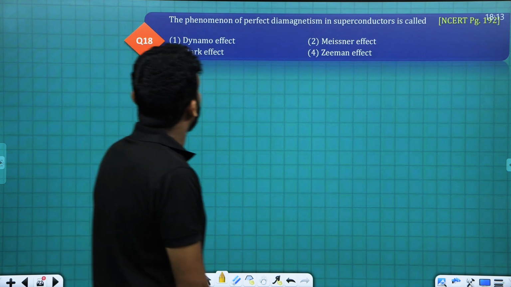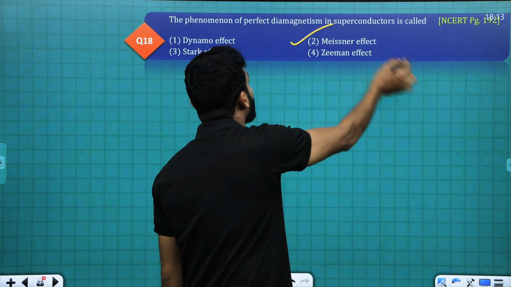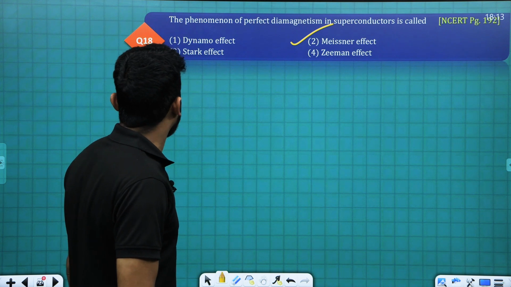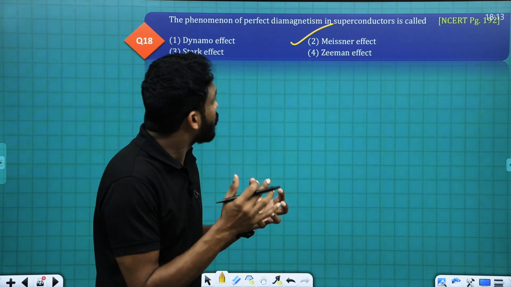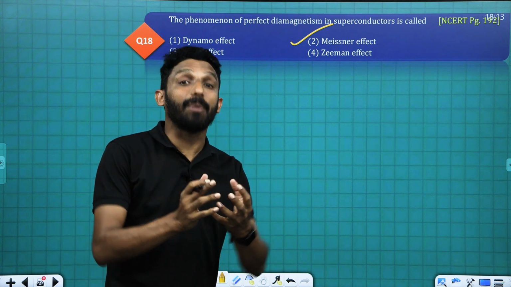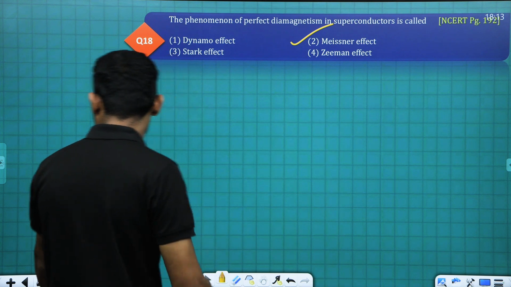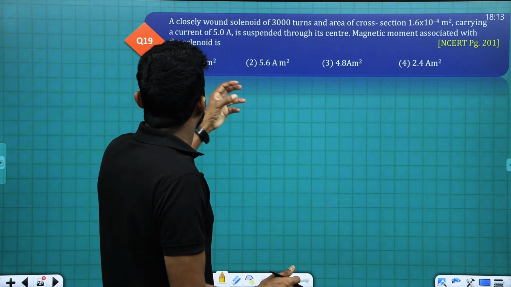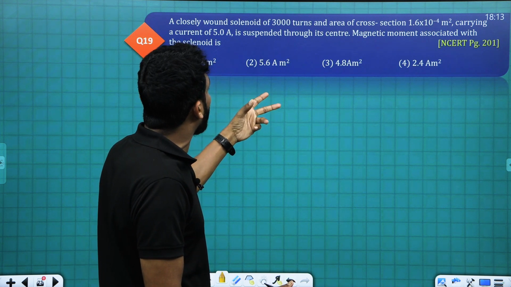The phenomenon of perfect diamagnetism in superconductors is called the Meissner effect. Directly we have studied it. Meissner effect. Okay. Perfect diamagnetism. Superconductors are exhibiting perfect diamagnetism. Okay, Meissner effect. Yes.